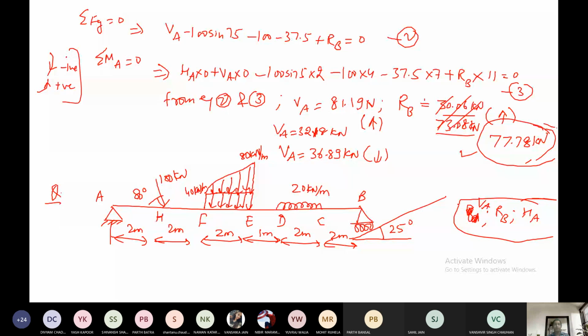Should I give a hint or are you able to solve it? Solving. This is very important because from the beam question, one question of 10 marks comes every time.